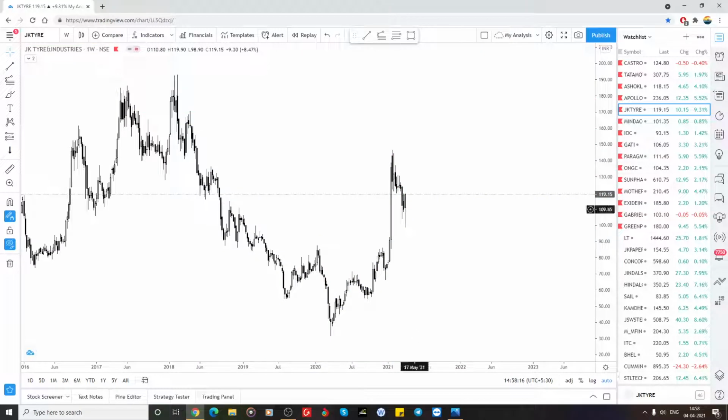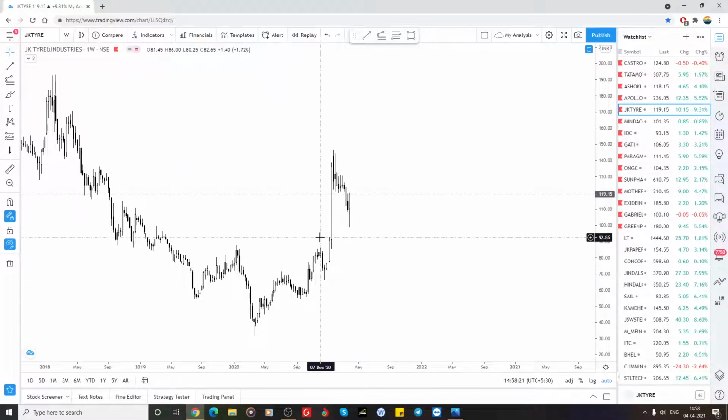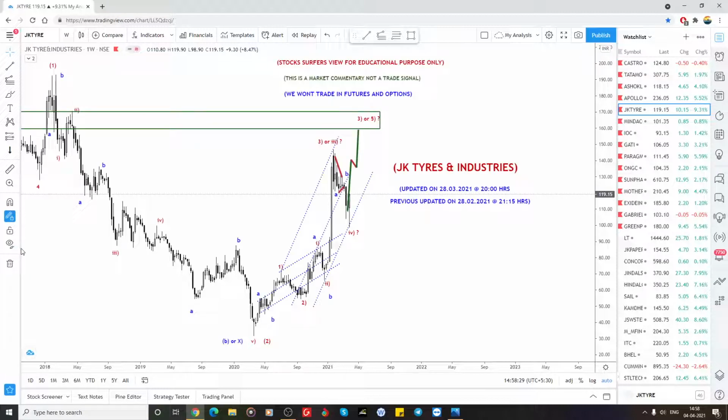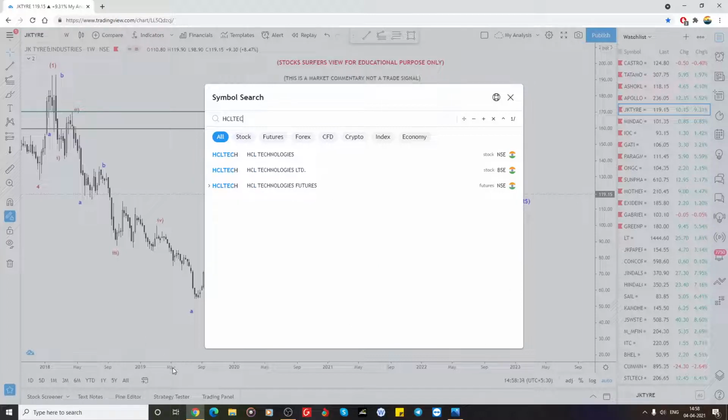And if you look at the weekly also, it has engulfed exactly that previous support zone here. So I'm looking only for the bullish. And now I think it's the software sector, HCL Technologies.